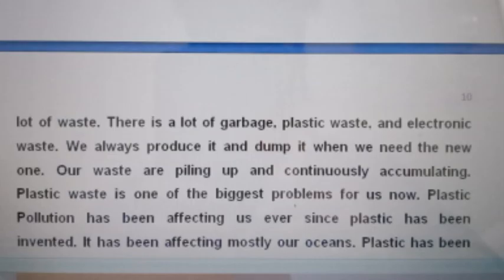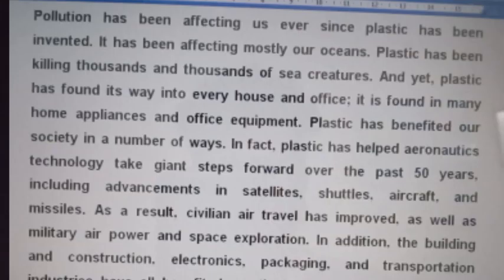Plastic pollution has been affecting us ever since plastic has been invented. It has been affecting mostly our oceans. Plastic has been killing thousands and thousands of sea creatures. And yet, plastic has found its way into every house and office. It is found in many home appliances and office equipment.